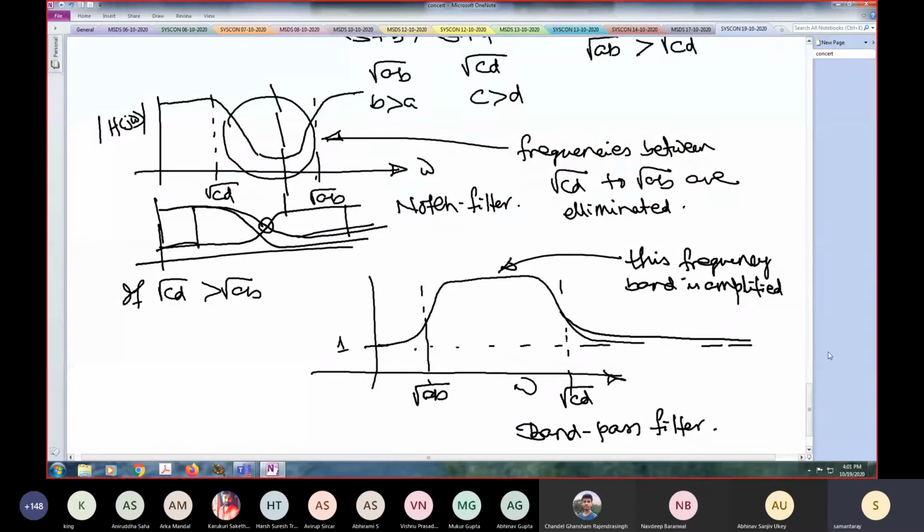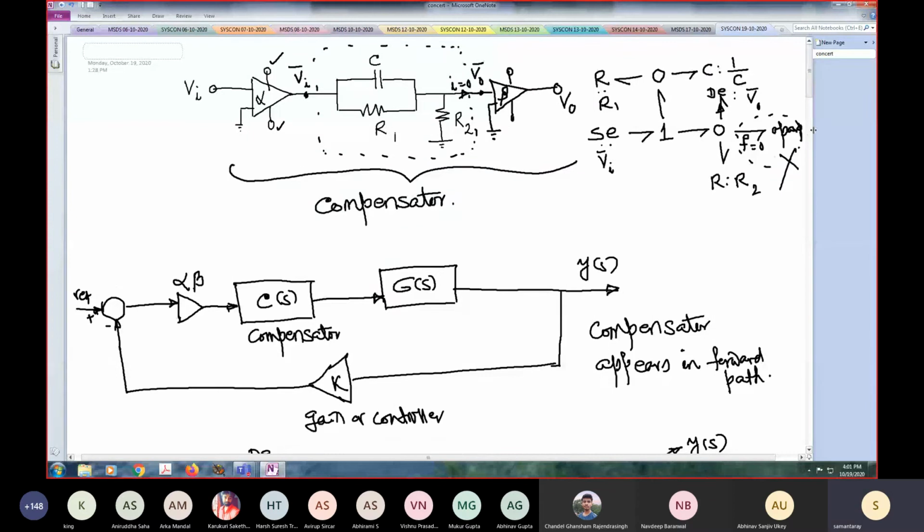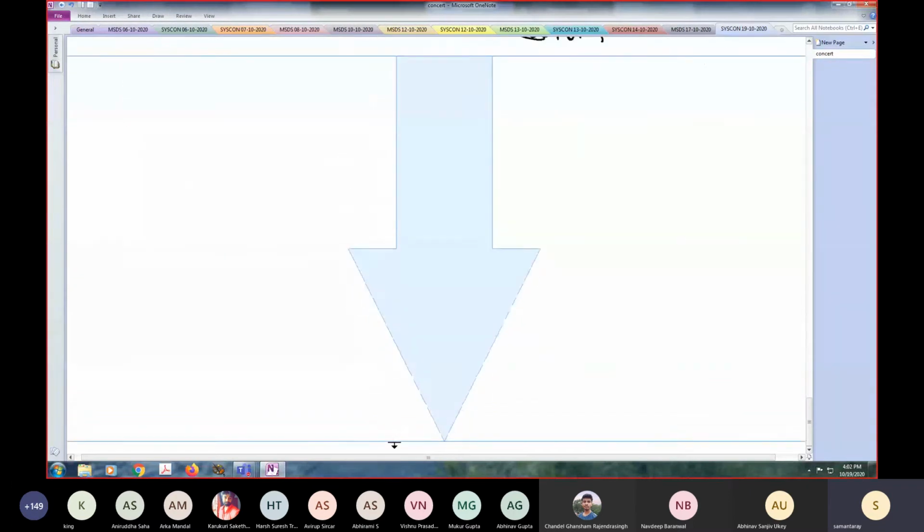Okay, so this is how filters will come. I will show you one other interesting thing. What Professor Kinshuk Bhattacharya mentioned, I have not really taught you. So I will teach you something very interesting. We will find out what is steady state error.